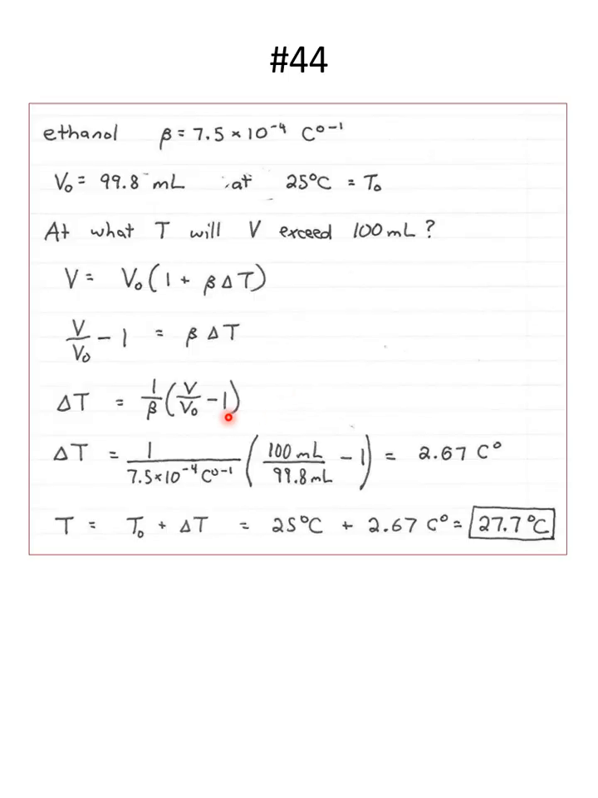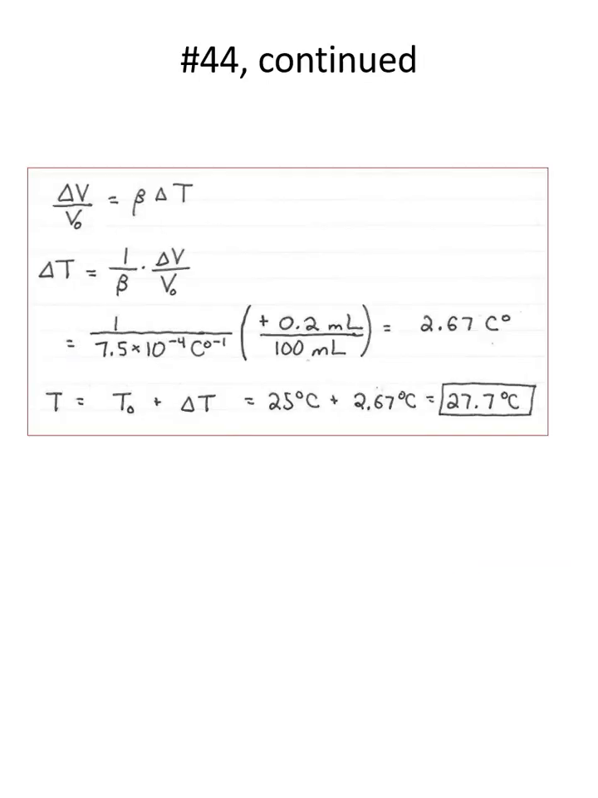And so then we get delta T is 1 over beta, I'm plugging in the numbers here, times new volume, which is 100 milliliters, divided by 99.8 milliliters, minus 1. So we're getting a change in temperature of 2.67 Celsius degrees. The question is asking, at what temperature does this occur? So the final temperature is the original 25 degrees Celsius plus the rise of 2.67 Celsius degrees. So we get 27.7 degrees Celsius.